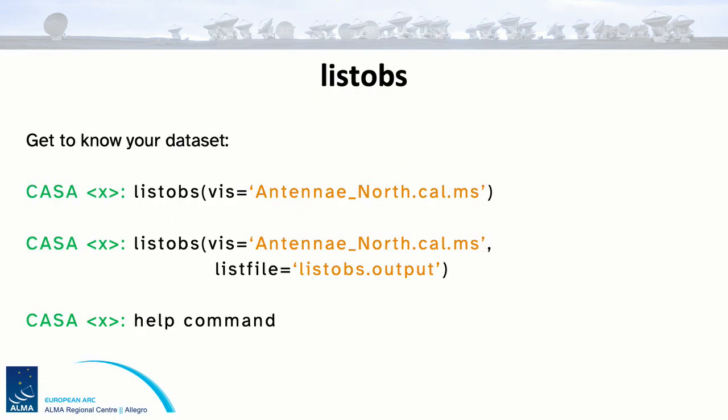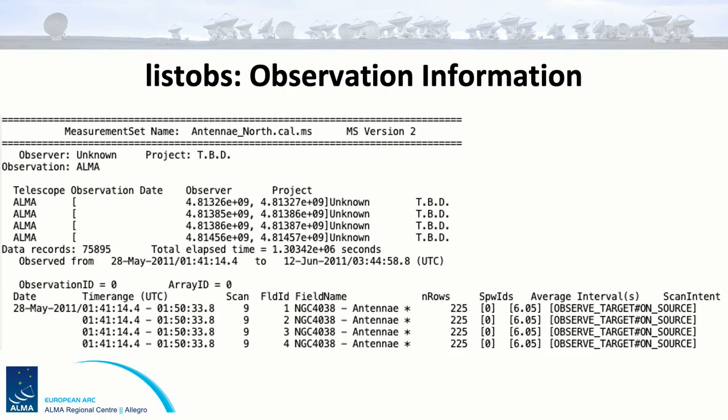After starting CASA, you can call the listobs command from the terminal, and it will output some basic information on your measurement set. If you only input your measurement set, it will output information into the logger, but you can also save this information to a file using the listfile parameter. If you need to remind yourself of options for any command in CASA, you can do so in the terminal by using help. At the beginning of the listobs output, you will find general information on the observations of your data, including observation dates and times. You can also see the scan intent in the listobs output, and this may be useful if you are working with a measurement set that still has calibrator data in it.